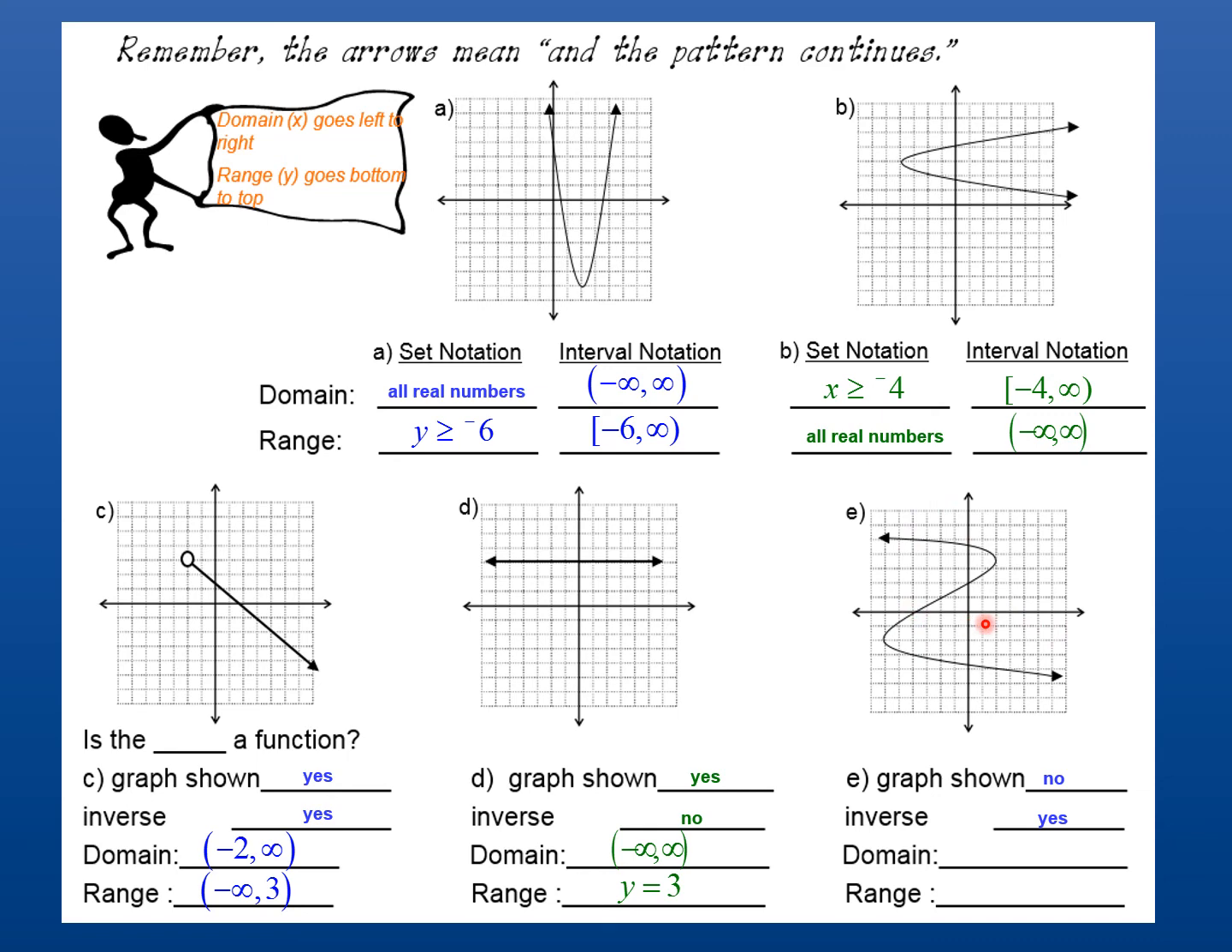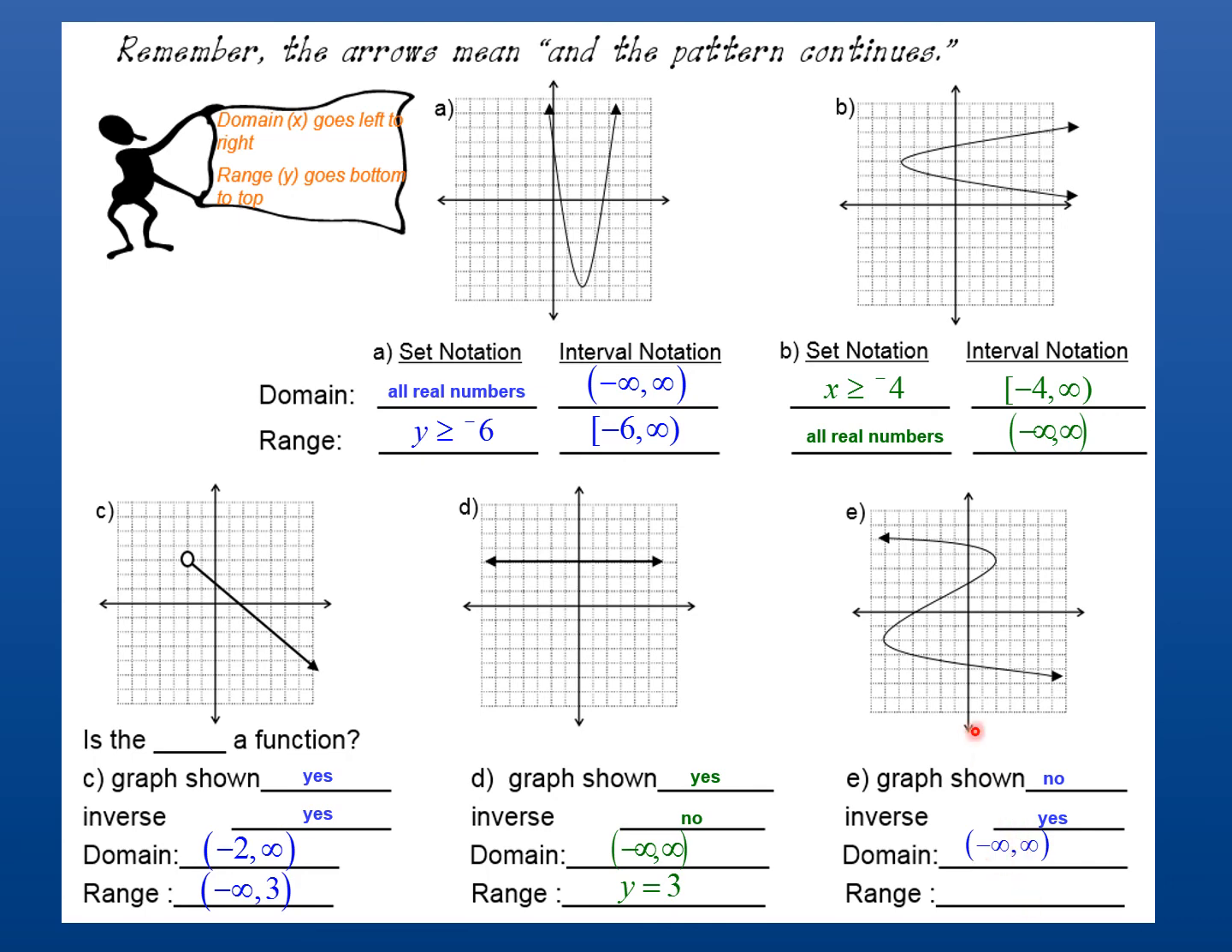Domain, we look at according to the x-axis. So when I look at my points, arrows to the left, they keep going. My arrows to the right, they keep going. Are there any restrictions in the domain? No. All real numbers, or we can say it goes from negative infinity to positive infinity.